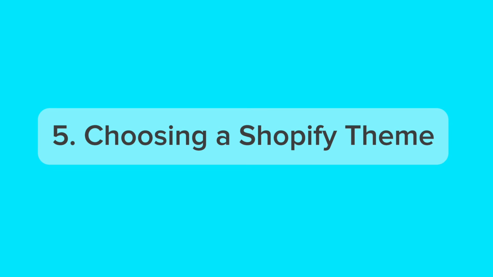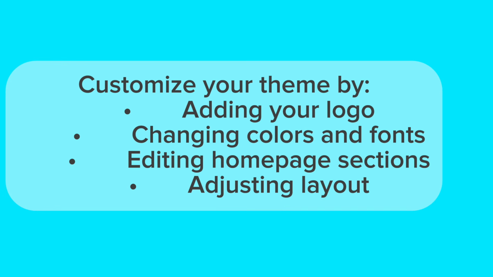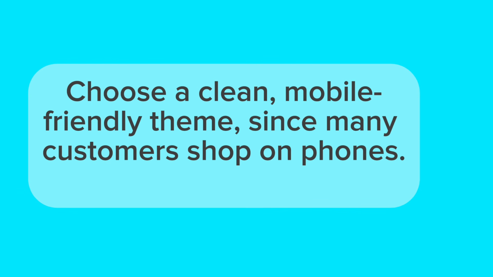5. Choosing a Shopify theme. A theme controls how your store looks. Shopify offers free and paid themes. To choose a theme: 1. Go to Online Store, then Themes. 2. Browse the Shopify theme store. 3. Preview themes before selecting. 4. Click Add or Customize. Customize your theme by adding your logo, changing colors and fonts, editing homepage sections, and adjusting layout. Choose a clean, mobile-friendly theme since many customers shop on phones.